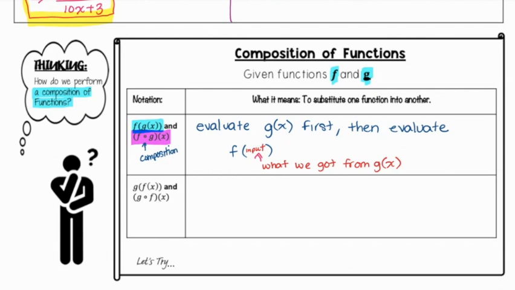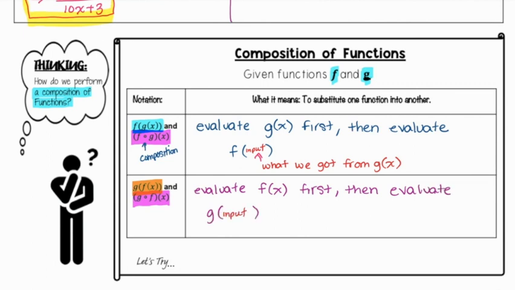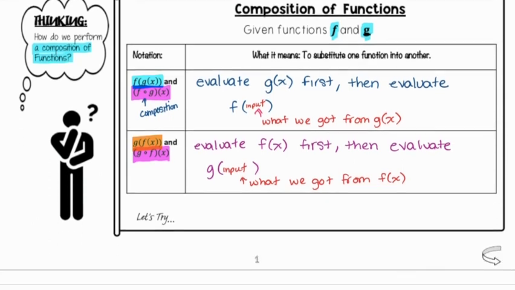So we could look at something very similar to those, but this time g composed of f of x, or again, g with that open circle composed of f of x. So in this case, we'll do the same thing. We are going to evaluate the innermost function, or the function that's next to the input. That's the first thing we do. So we're going to evaluate f of x first, then we end up evaluating g of a new input, and that new input is what we got from f of x. So let's try some of these. Let's look at example 1.